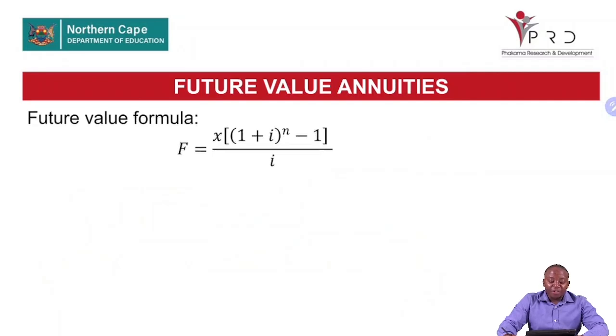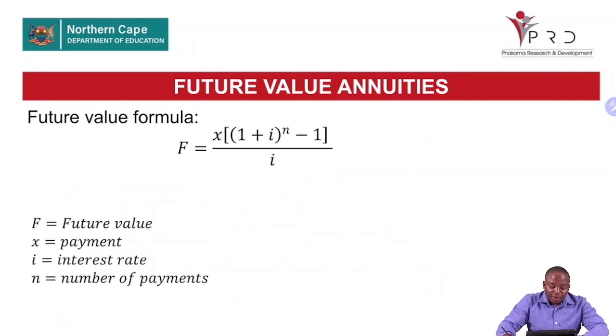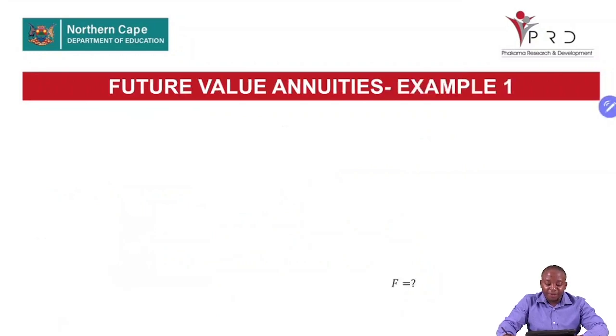Now, the future value annuity formula is as follows. F = x[(1 + i)^n − 1] all over i. In this case, F represents our future value, x is the regular payment that we make, i is our interest rate, and n is the number of payments that we are making.